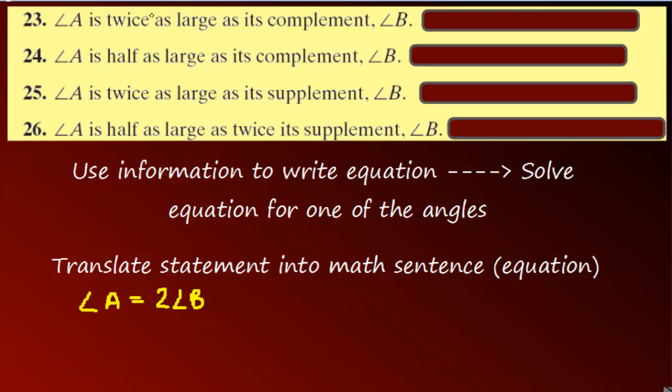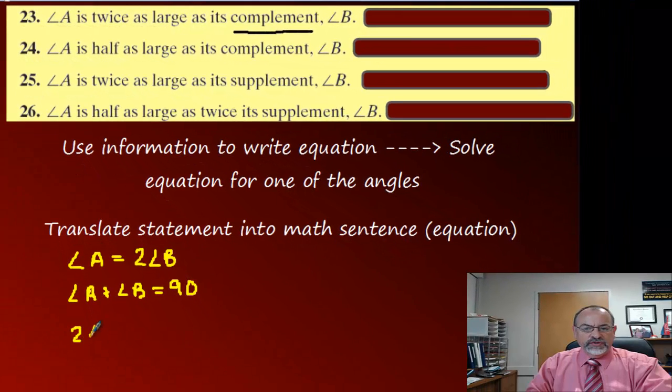If we look here, this vocabulary word should help me. What does complement mean? Two angles that add up and equal 90. So I can say that angle A plus angle B is equal to 90. Now I have two equations that have the same variables in them. Notice that angle A is equal to 2 angle B's, so I can substitute in for angle A. So 2 angle B's plus 1 angle B is equal to 90. I used the first equation, the fact that A is equal to 2 B's, and I substituted in.